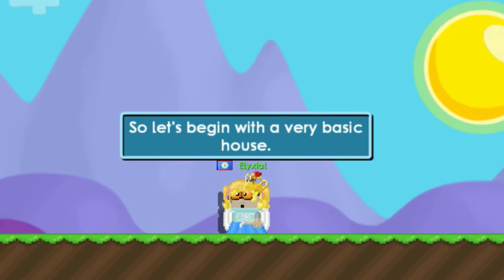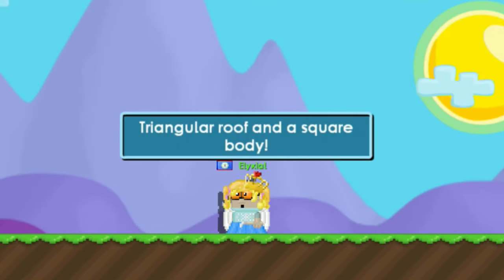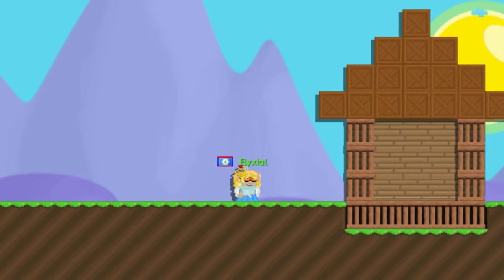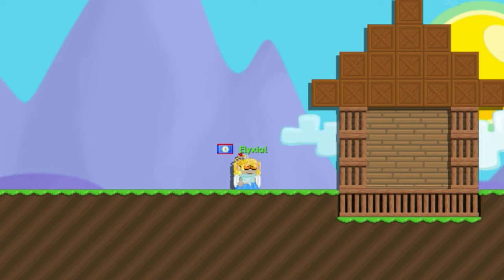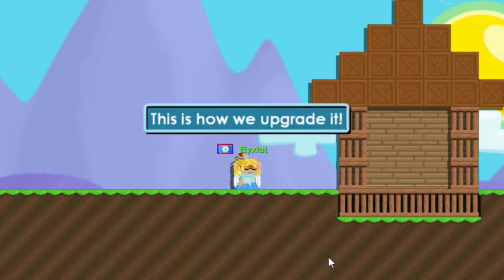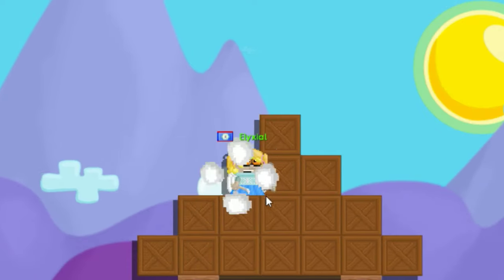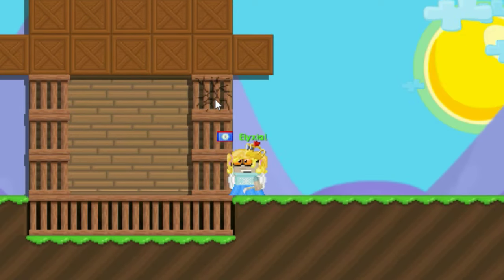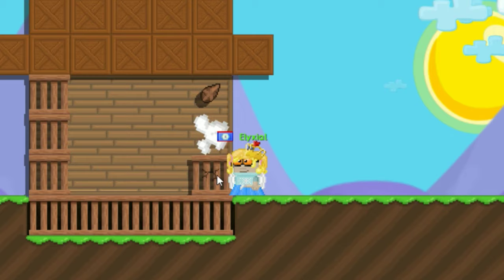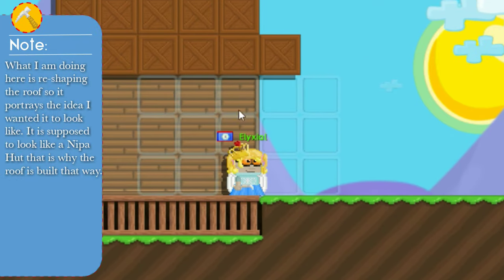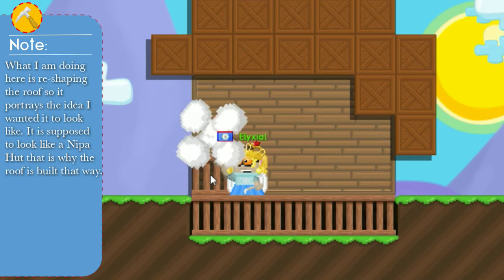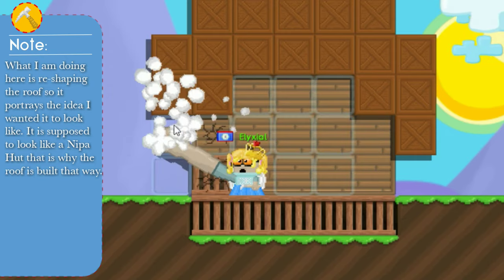So let's begin with a very basic house. Triangular roof and a square body. This is our sample design. And this is how we upgrade it. As you can see, I am innovating the roof by changing its shape. The design is dependent on the idea that you wanted to portray. This one should look like a nipa hut.